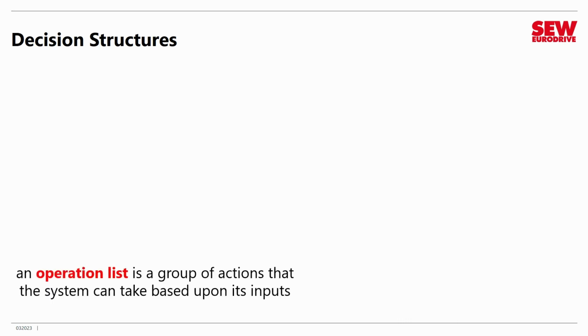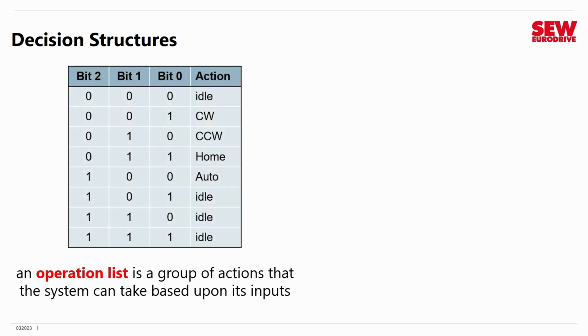Now, one of the reasons we use things like if statements in programs is to decide what to do. What sequence of operations do we want to do? Remember, IPOS programs are to make motion. They make different kinds of motion take place. So most motion applications have what's called an operation list. It's a group of actions that the system can take based upon some inputs. For example, this is a typical operation list. It lists different things that will happen, and it's using 3 bits, bits 0, 1, and 2, to indicate which action we want to do.